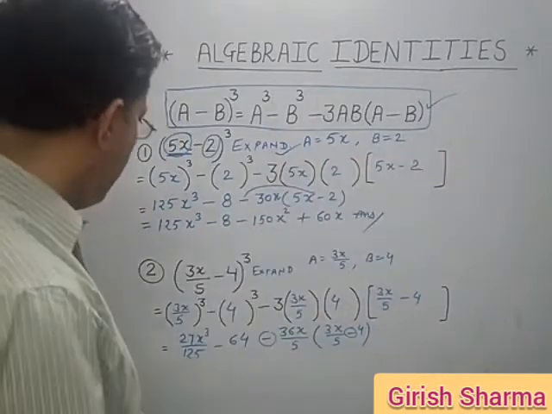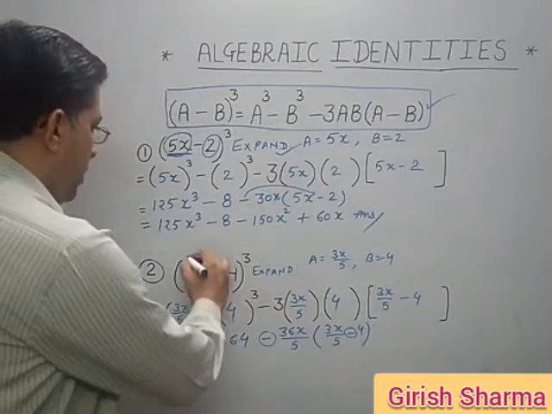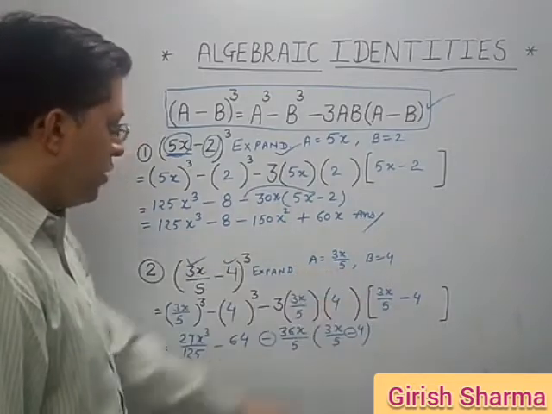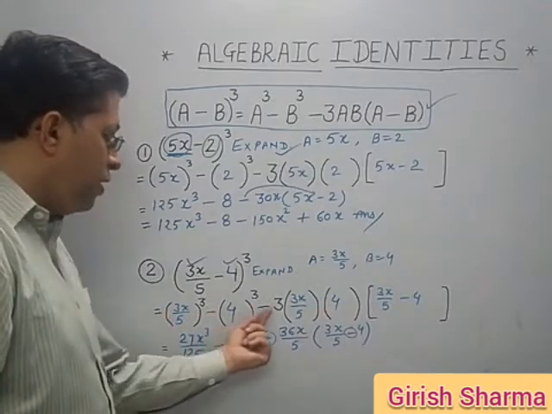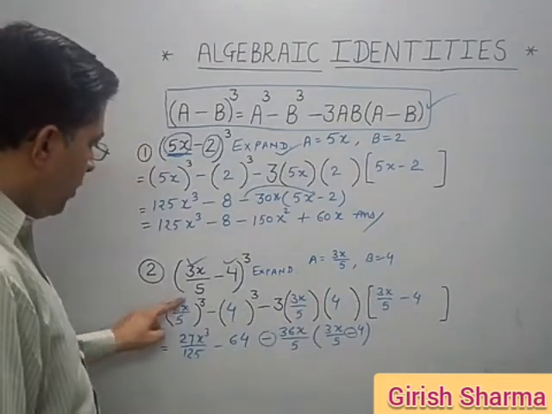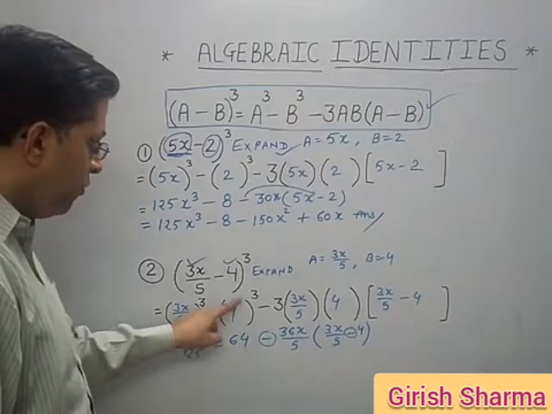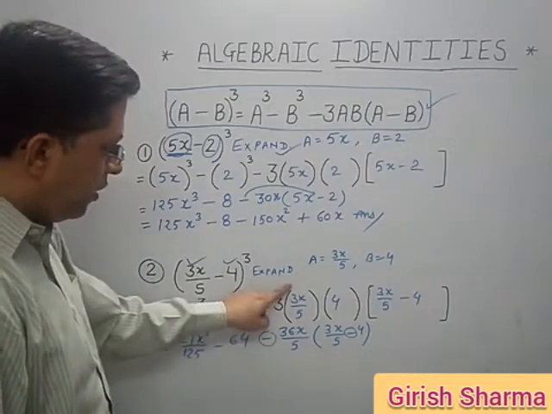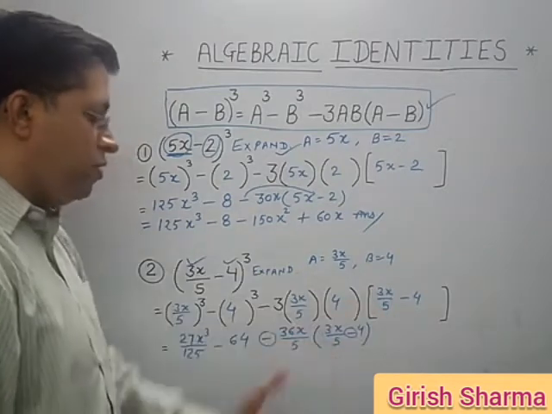One more we are going to see. Same, (a minus b) whole cube, we have to expand it. What is a? A is 3x upon 5, b is 4. What will be our identity? A cube minus b cube minus 3ab(a minus b). 3 cube is 27, x cube is x cube, and 5 cube is 125, 4 cube is this, minus 3 threes are 9, 9 fours are 36, 36 upon 5. This is as it is.